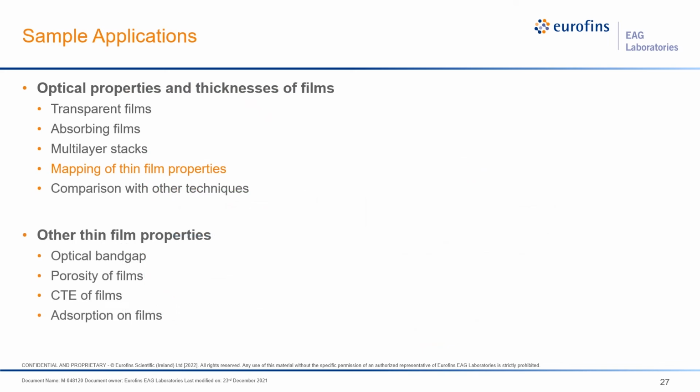Our next example will be mapping of thin film properties. In acquiring these data, we use a programmable translation stage to access the different positions on the sample that we want to include in the mapping.